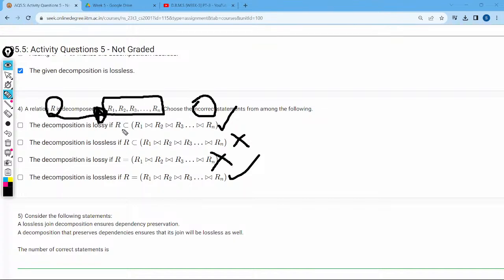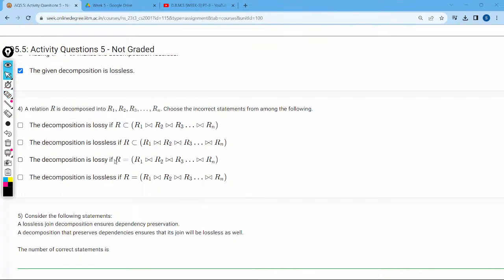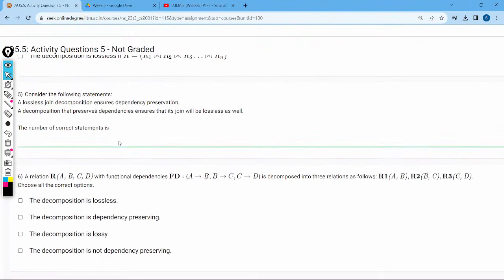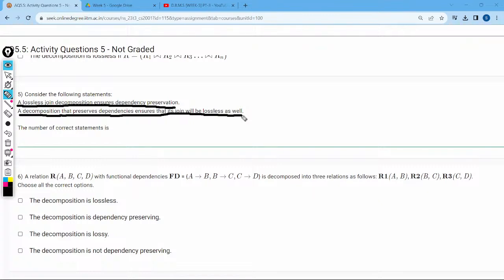So in this case, B and C would be our answer, right? Let's again go to this. Lossless join decomposition ensures dependency preservation. I guess so. A decomposition that preserves the dependencies ensures that its join will be lossless as well. I think this statement is true by itself. However, I have some doubts about the first one. Lossless join decomposition ensures dependency preservation? I don't think that is the case, because let me check.